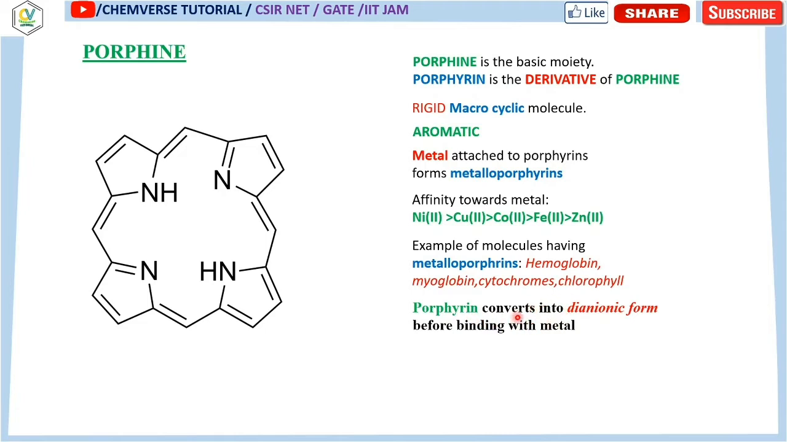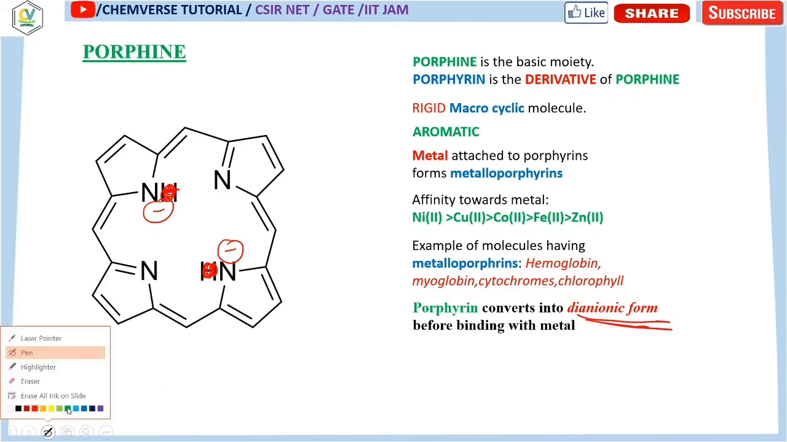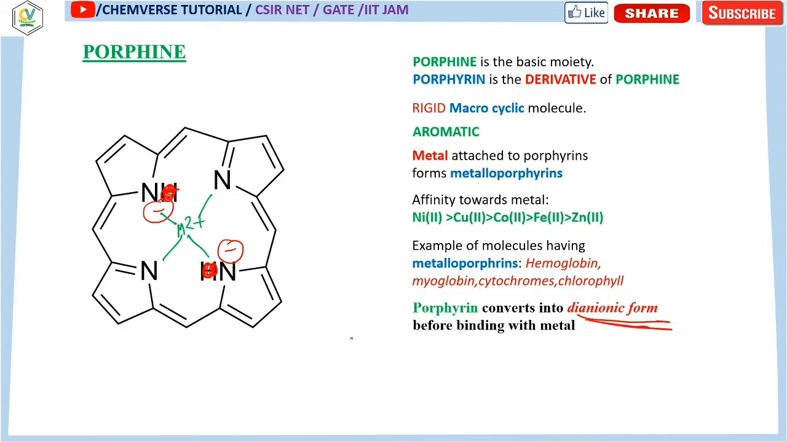Now porphyrin converts into the dianionic form before binding with the metal. So it cannot bind with the metal in this way. In a slightly basic medium, deprotonation occurs, and over here a negative charge is formed, and here also a negative charge is formed. That means the corresponding conjugate base is formed by the deprotonation of these two NH protons, and this is the dianionic form. When a metal 2 plus ion comes into the cavity, it will bind with that through coordinate bonding.